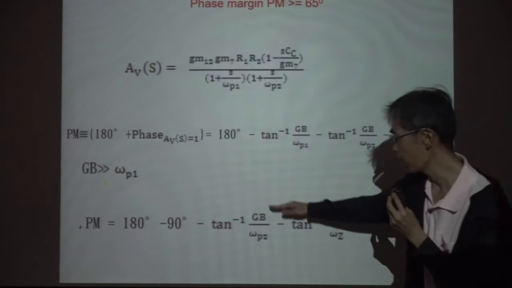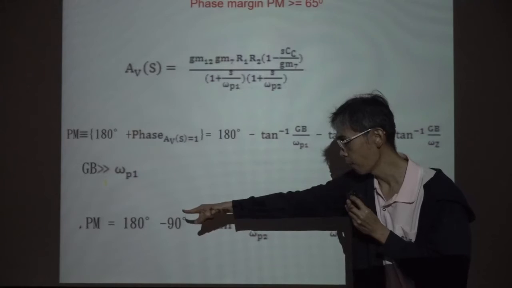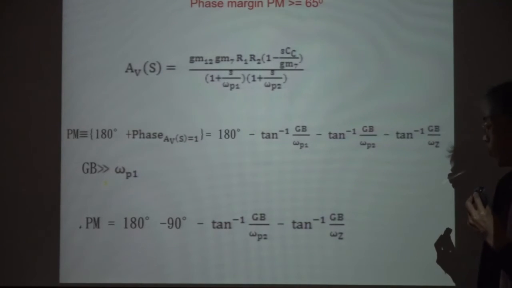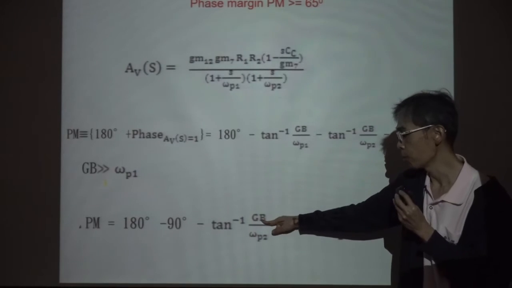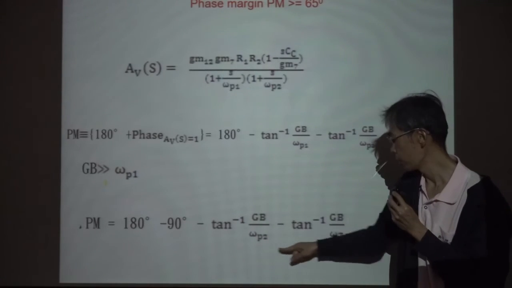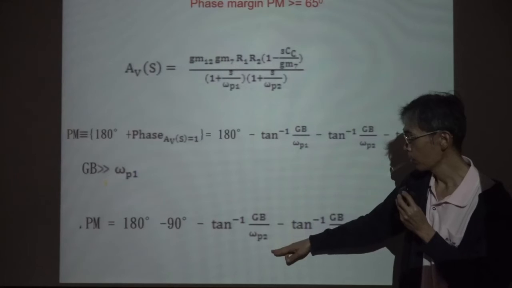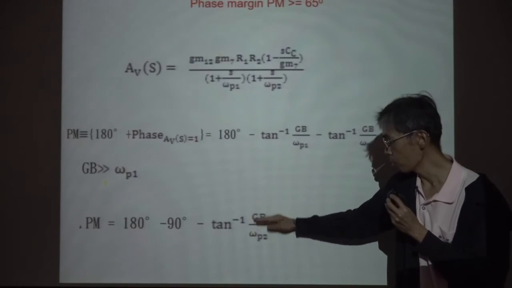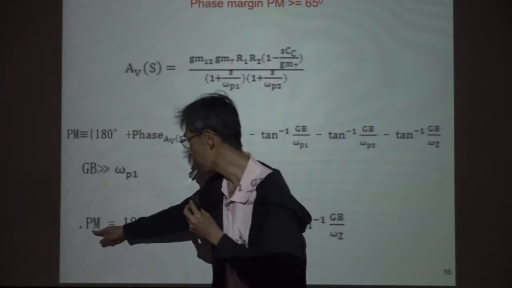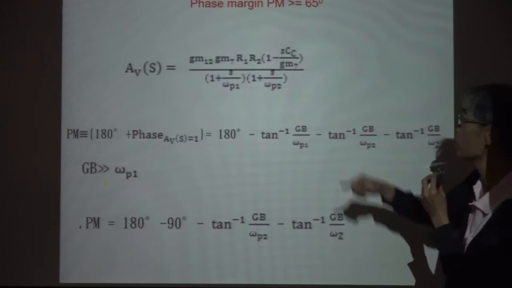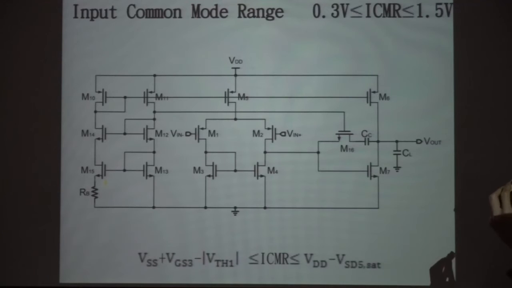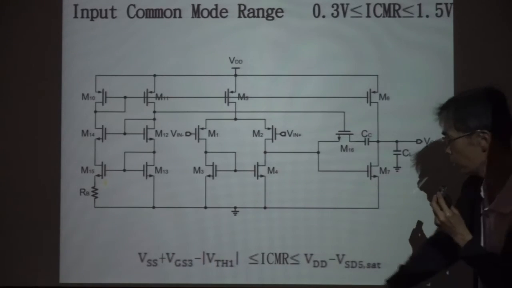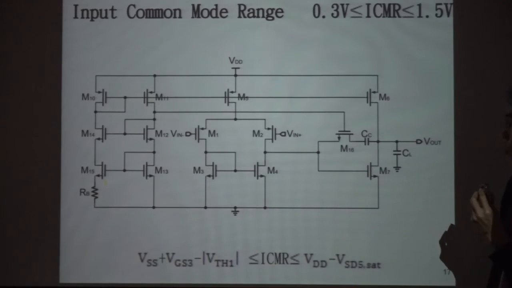After you design your device, you need to check your phase margin. So you have the gain bandwidth requirement, and you need to ensure the phase margin is greater than 65 degrees. Next, input common mode range. So this is the input common mode range.